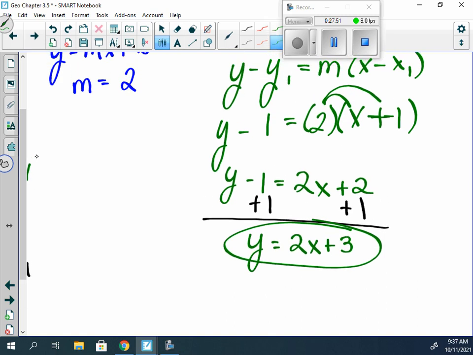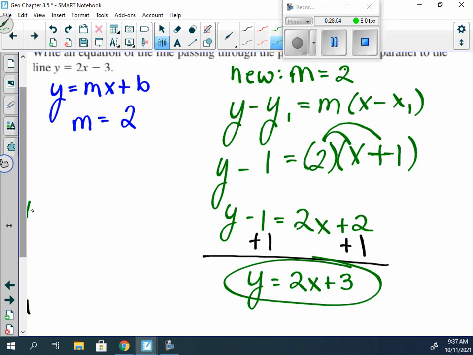It's in slope-intercept form. That's the equation of a line that is parallel to the given one, that passes through the point -1, 1. And that's it. That's all we have to do for this here. Any questions on this here? So the original line, we're just using it to get the slope. Once we have the slope, we can use it in the point given to find the new equation. Are we ready for the next one?